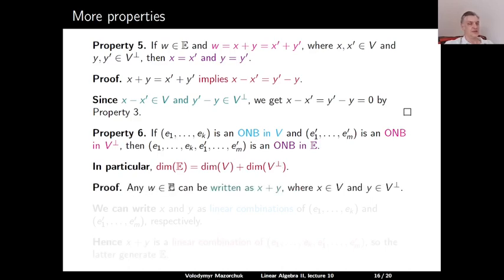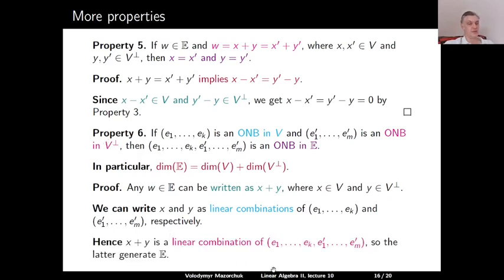Proof. Any element in E can be uniquely written as x plus y, where x is in V and y is in V orthogonal complement. So we can write x as a linear combination of elements e1 and so on ek, because e1 to ek is a basis in V. And we can write y as a linear combination of e1 prime and so on en prime, because the latter is a basis in the orthogonal complement of V. And so x plus y will be a linear combination of e1 and so on ek, e1 prime and so on en prime. And so this collection generates E. Great, so this is a generating system.